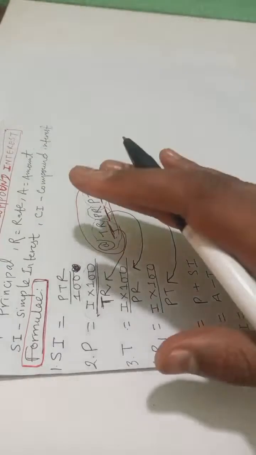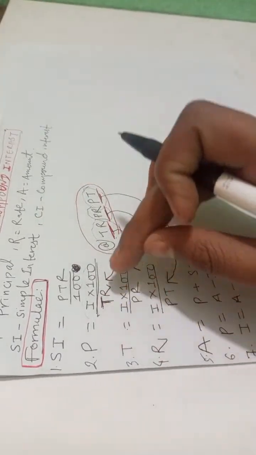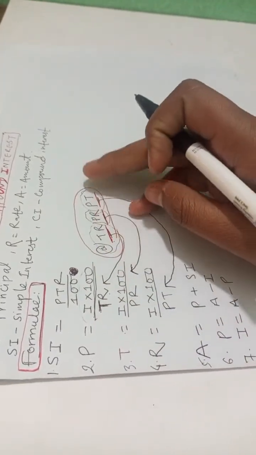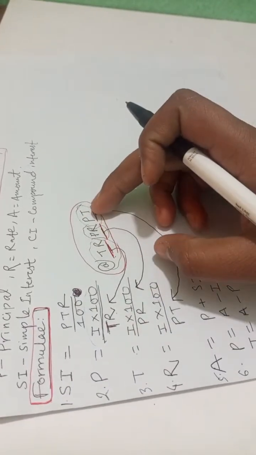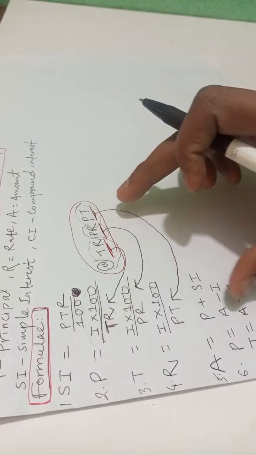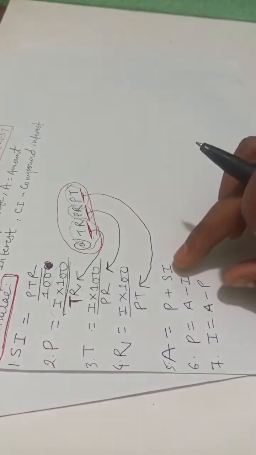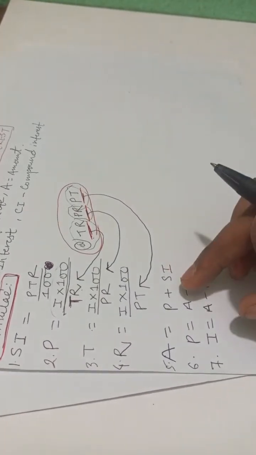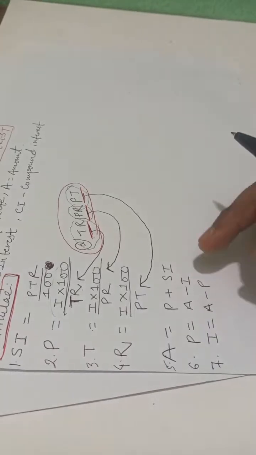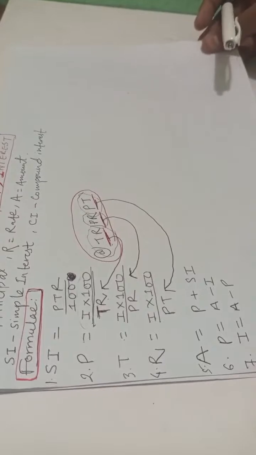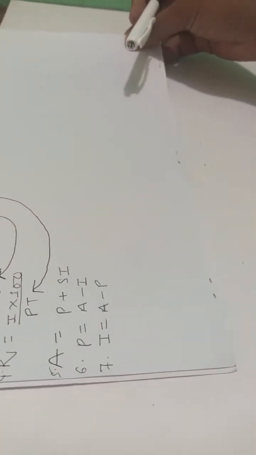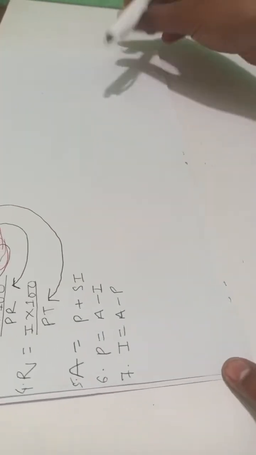Tips and tricks for these questions: simple interest is PTR by 100. Principal is P into 100 divided by TR, rate is PR, time is PT. Then A is equal to P plus simple interest, and P is equal to A minus I, which is equal to A minus P.